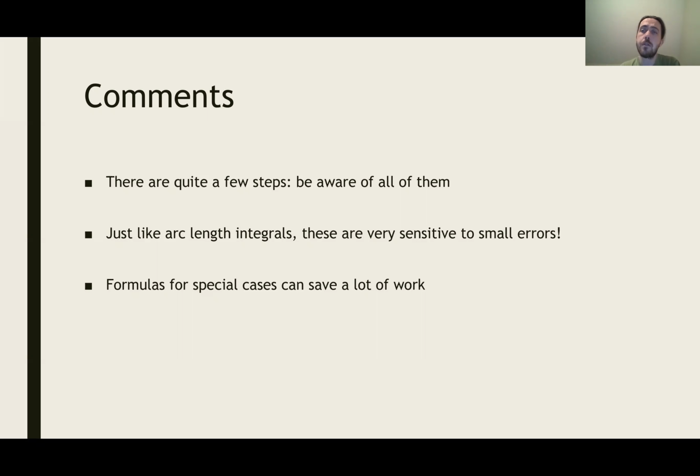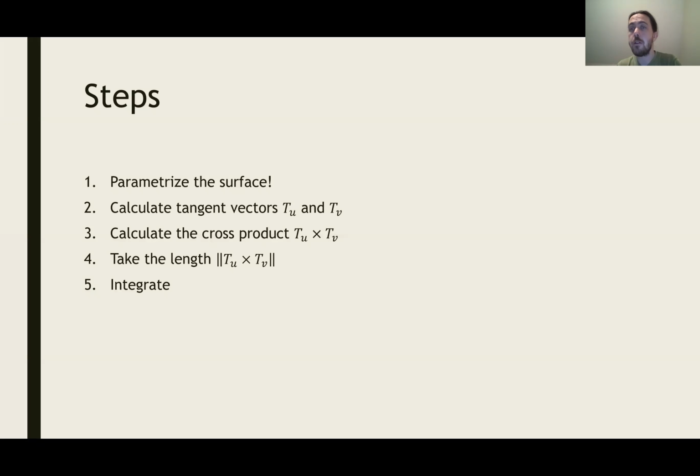And third, because there are so many moving parts to this individual calculation, having formulas in your pocket that work in special cases can save you a whole lot of work. So just to reiterate what the steps are in doing this calculation, step one is always going to be find a parameterization. That's always what we've got to start with whenever we're doing a calculation in multivariable. The second thing is we have to calculate what are the tangent vectors? What are the tangent vectors in the first direction and the second direction? Then we've got to take their cross product, and then we've got to find its length, and then we've got to integrate that sucker up using a double integral.